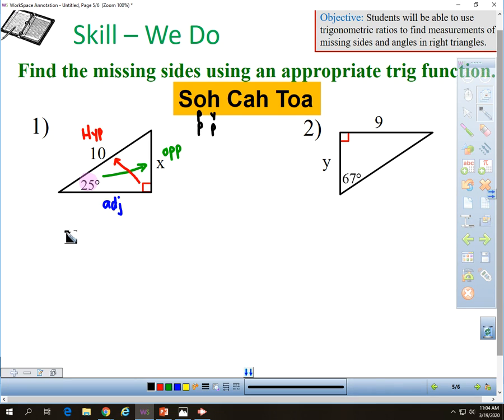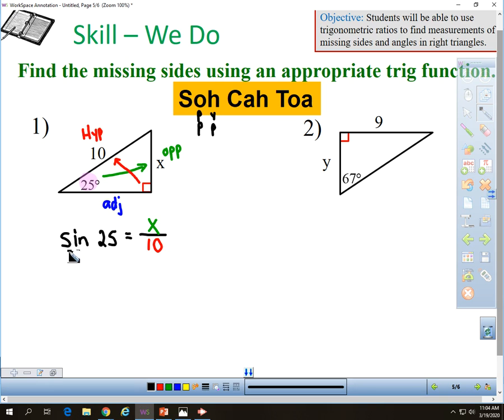Let's start by setting up the problem. So we are using sine of the angle with measure of 25. That's going to be equal to the ratio, x, so opposite over hypotenuse. Opposite is x, hypotenuse is 10. So we set up the ratio.